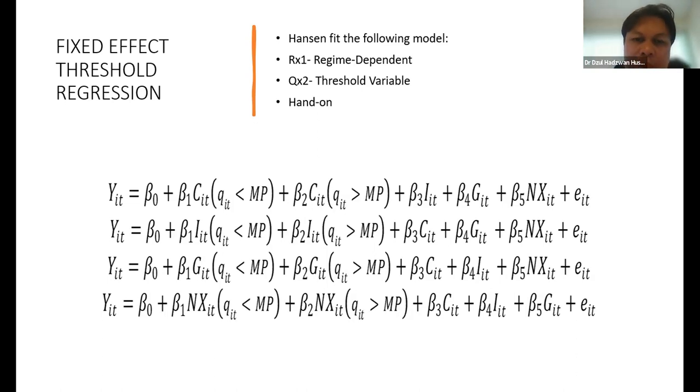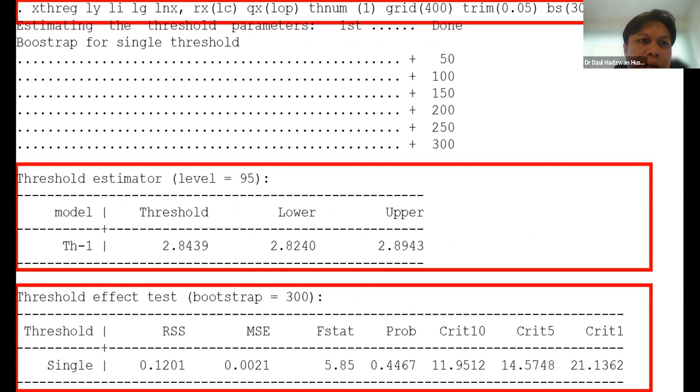So let us go to the application. All right. So now the first thing that we need to do, we need to test the threshold. We need to test the threshold effect or threshold test, or in a general word, we call it a nonlinearity test. So this is the command. As you can see here, in the end of the command, no REG, no regression. This is what it means. So we just want to know the threshold effect. So Rx is our regime dependent. Qx is the threshold variable.